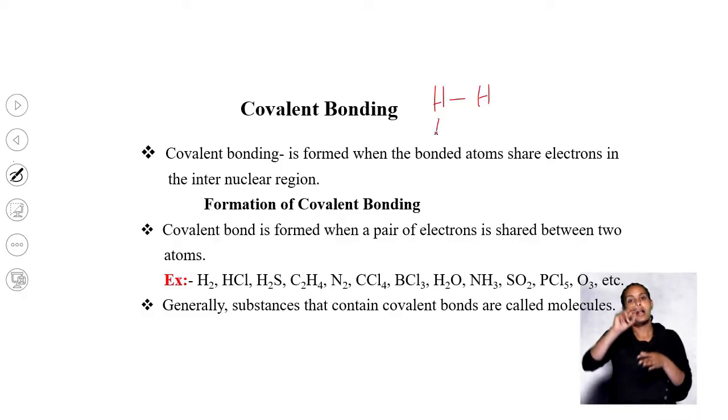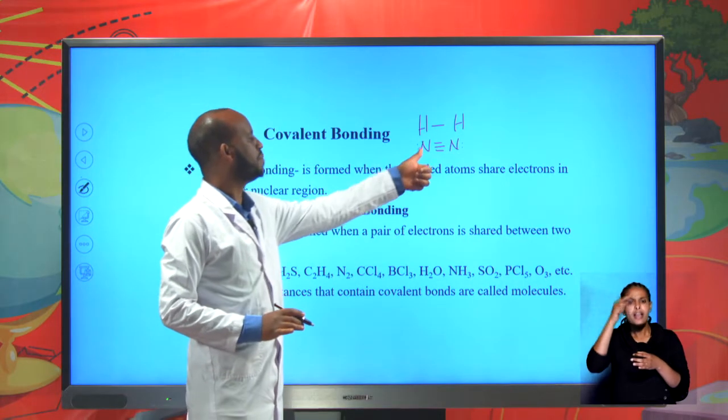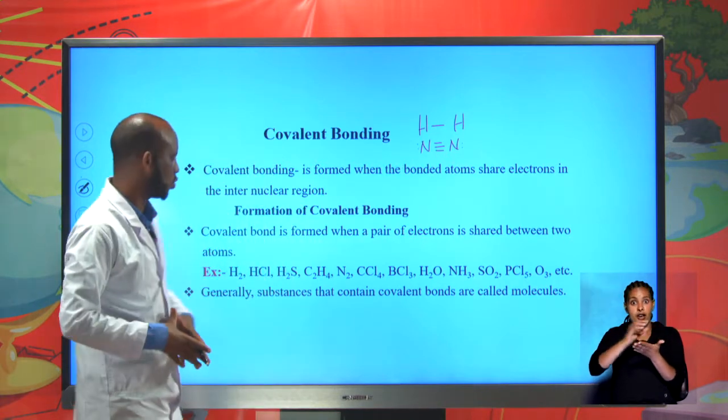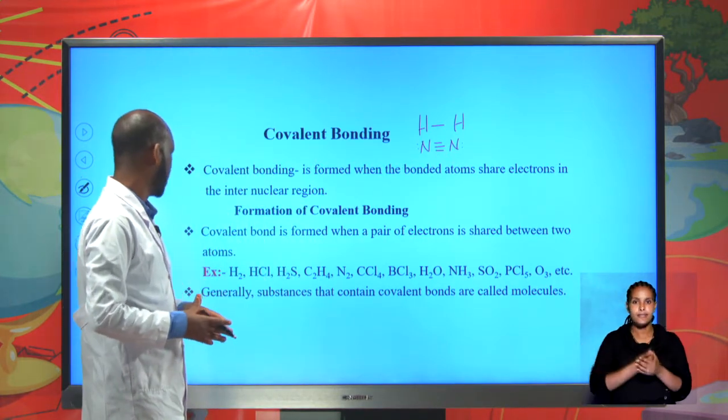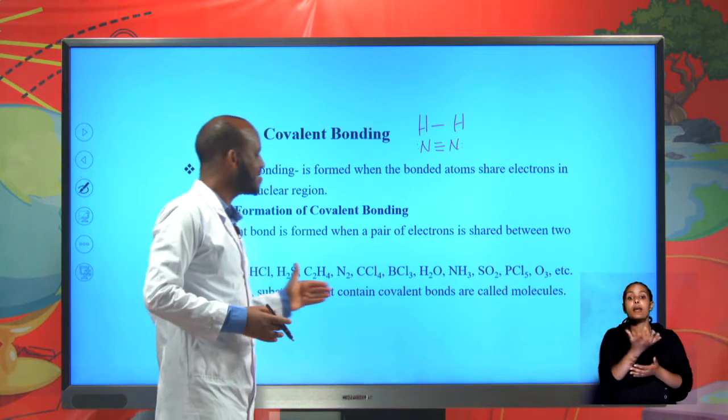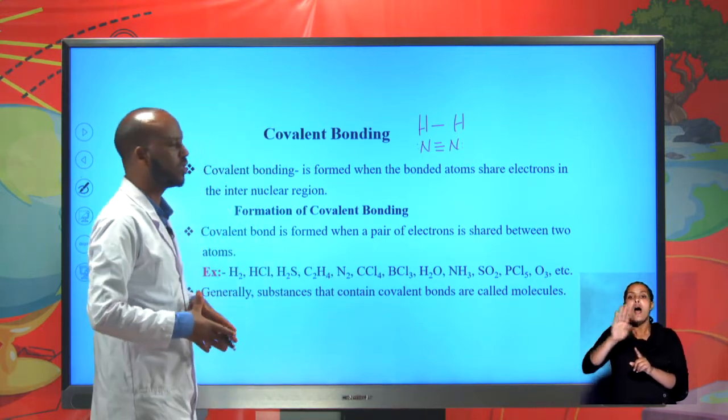Nitrogen. Again, this is a covalent bond because it is formed by sharing of electrons. Generally, substances that contain covalent bonds are called molecules.